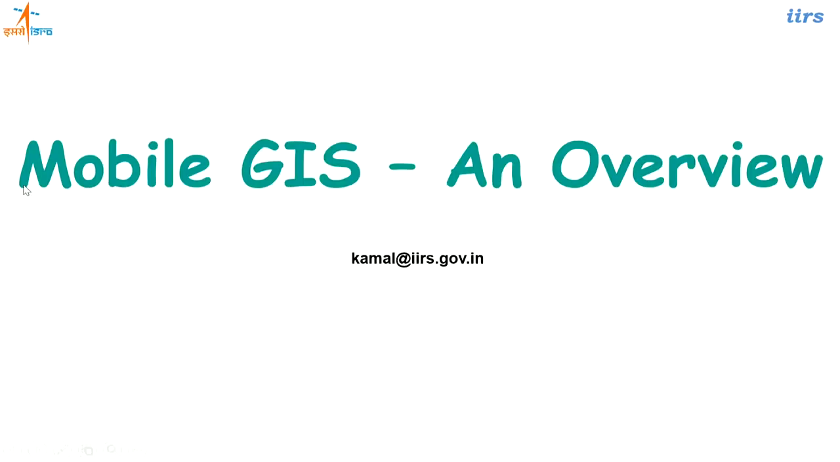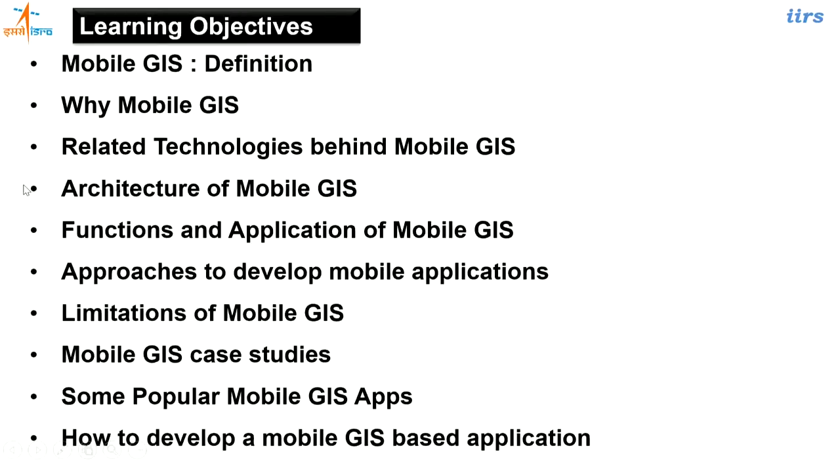To start with, these will be the learning objectives of today's lecture. You should be aware of the basic definition of mobile GIS, why at all to have mobile GIS, what are the related technologies behind mobile GIS, and what is the architecture of mobile GIS. Suppose you want to develop your own mobile GIS, what are the prerequisites that you should have in your phone, or what are the technologies that should be available, that should be clear to you.